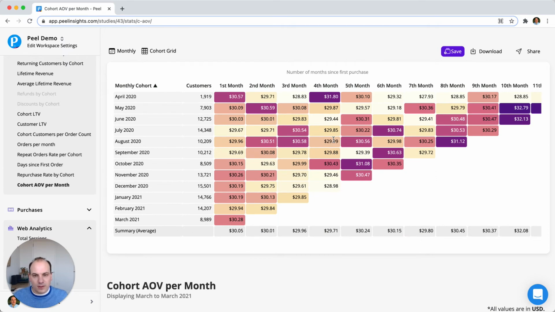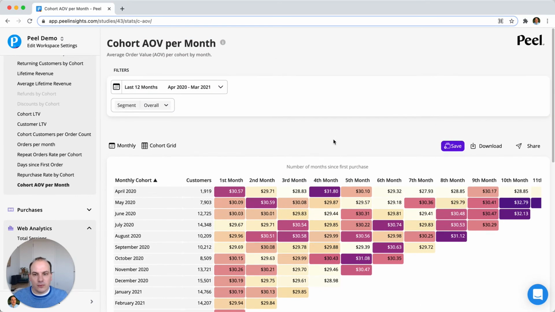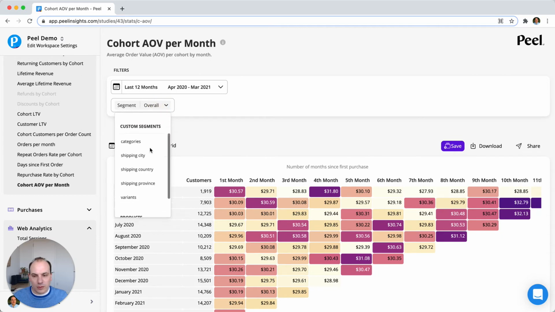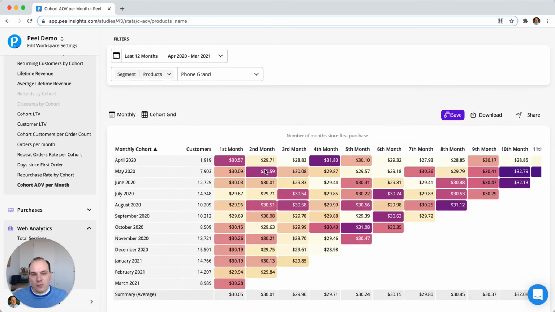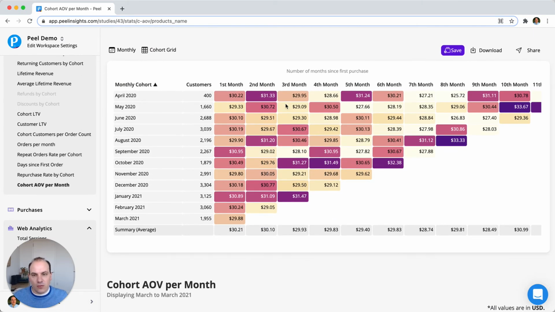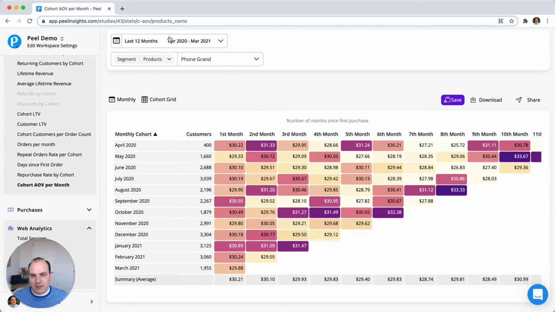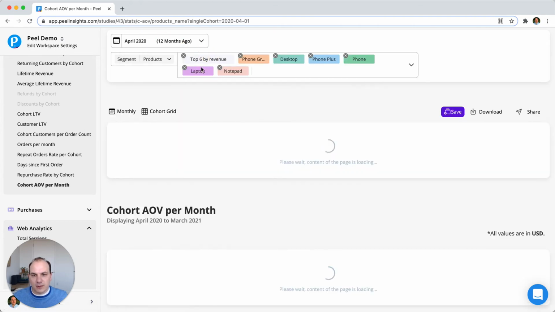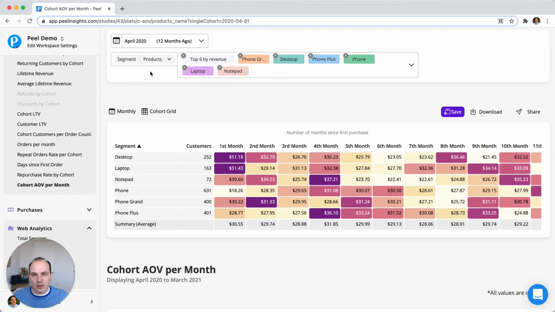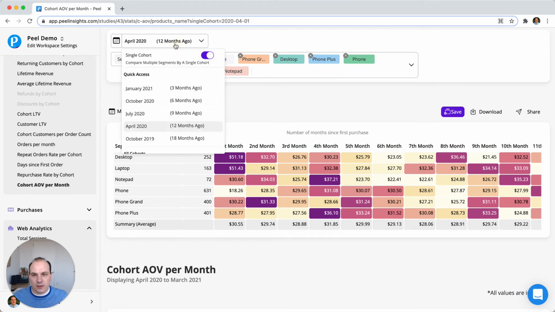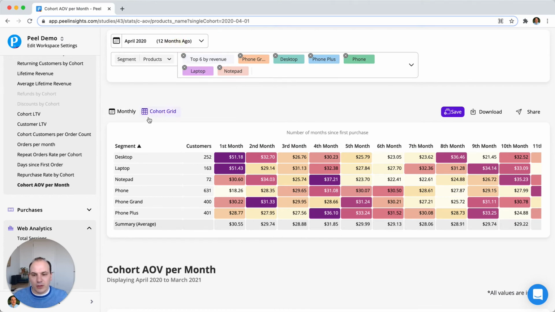What's important is the segmentation. So there are a few caveats here. The segmentation works as usual, which makes sense, except for orders. When you look at products, we're looking at the AOV for, in this case, let's take a single cohort, in this case phone charger. Now we're looking at a single cohort, I did that here, April 2020, and we're looking at per product. So what's the AOV for that cohort, specifically by product?